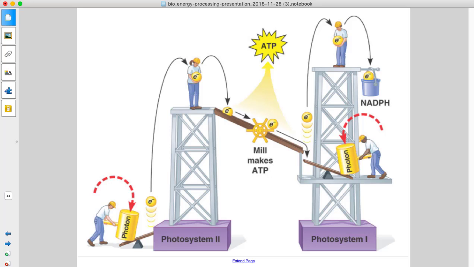So here we see an image that shows the process that we just talked about, how the photon comes and works with Photosystem 2, passes to Photosystem 1, is re-energized, and reduces the NADP plus into NADPH.